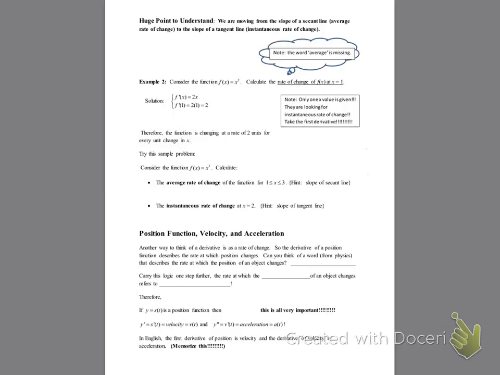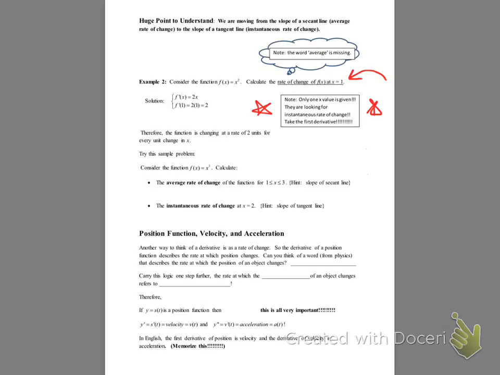Calculate the rate of change. So if the word average is missing, and they just talk about rate of change, you have to know that that means that you're going to be taking the derivative of the function and evaluating it at only 1 point. Okay, that is probably the most key point I'm making in this lesson at this point. And I'll say, once again, to stress it, only one value is given, and that value is 1. They are looking for instantaneous rate of change.